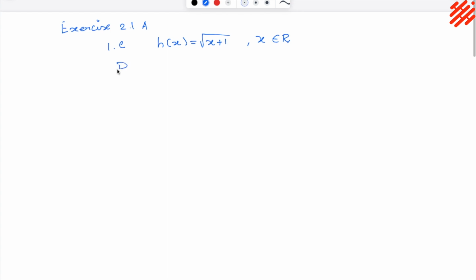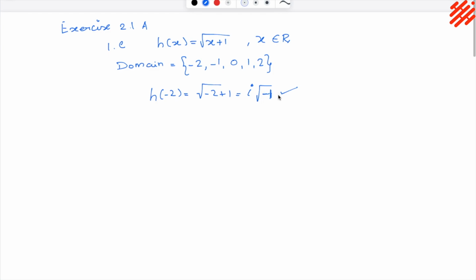To find the relation, we need to have an input value, that is a domain. As I said earlier, let us take the domain -2, -1, 0, 1, 2. So here h of -2 equals root of -2 plus 1 equals root of -1. Whenever you have a negative value under the root, that is an imaginary number.